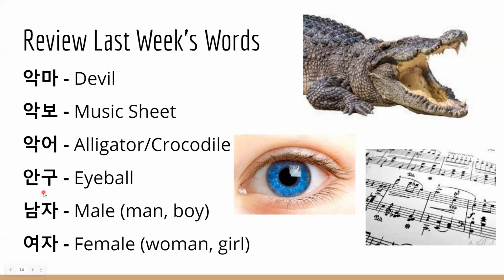And 안구 means eyeball. 남자 means male, man or boy, whatever you prefer. And finally, 여자 means female, woman, or girl. Later on, the words are going to be in more complicated forms, so be sure to get the hang of these words right now.